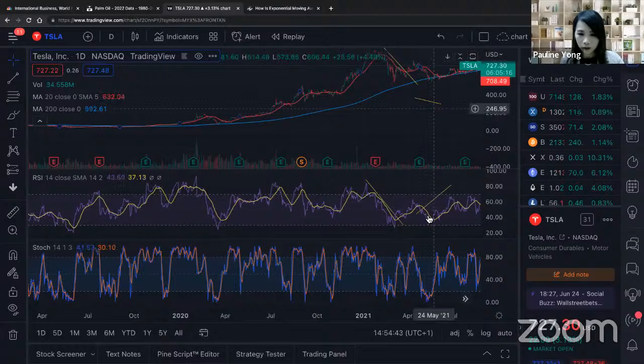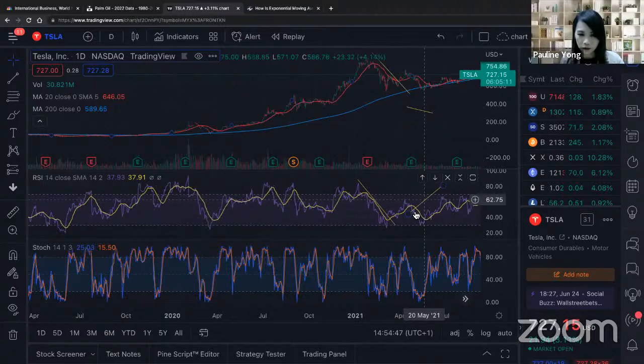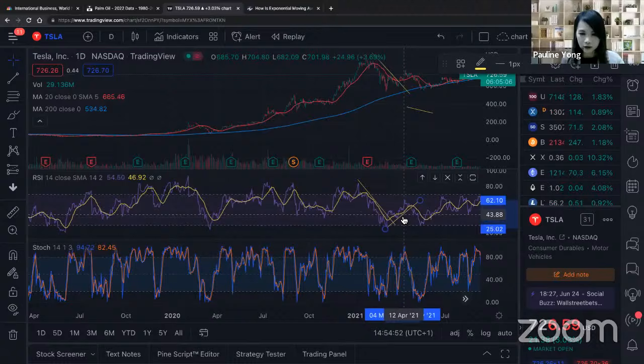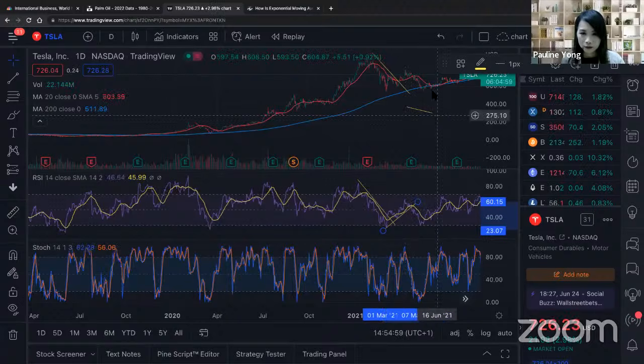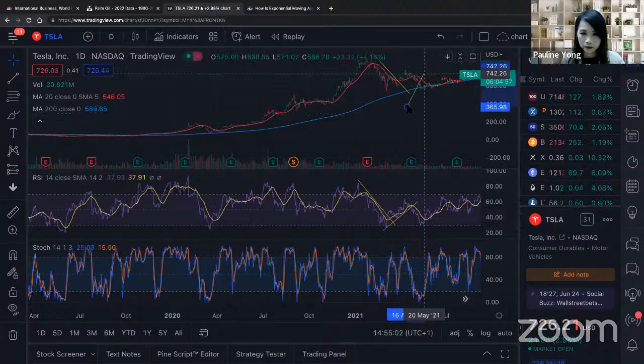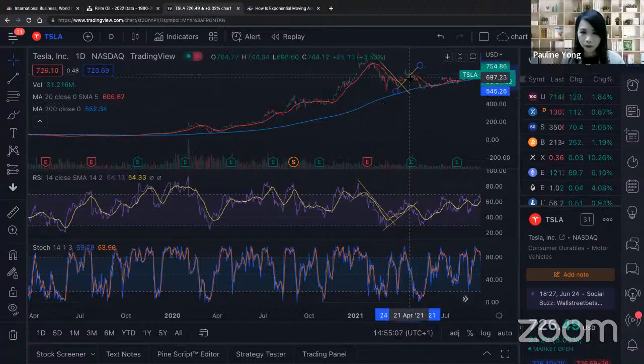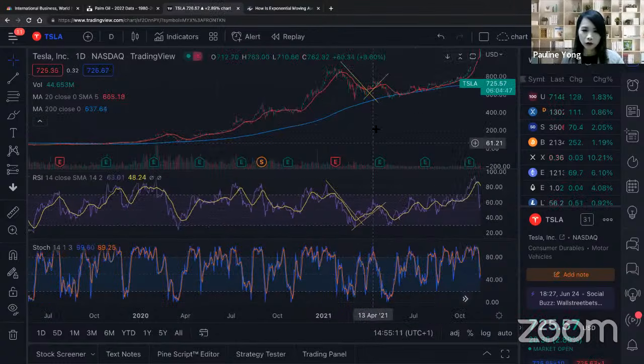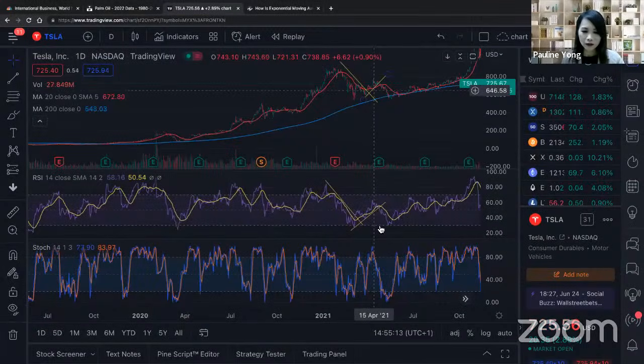So here we are looking at the RSI. I usually like to use RSI because with stochastic, as you can see, there are too many oscillations, so I prefer to use RSI. It's easier to see. And then this one, I go like this. Break, break, down. So I confirm my trend line together with the RSI trend line as well. So let's see what happened now.